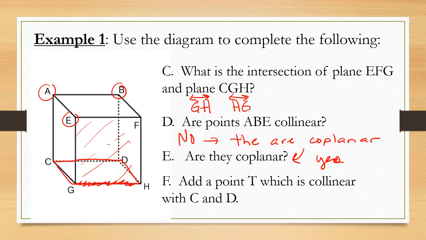Looking ahead, question F. Add a point T which is collinear to points C and D. So CD is along the back right here, and I can add a point T right here that is collinear with those two other points, C and D.